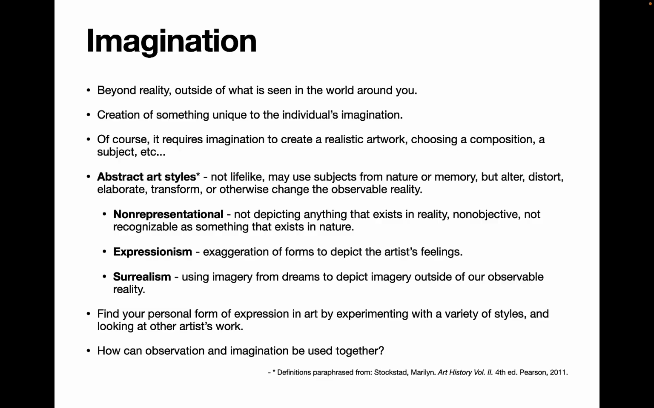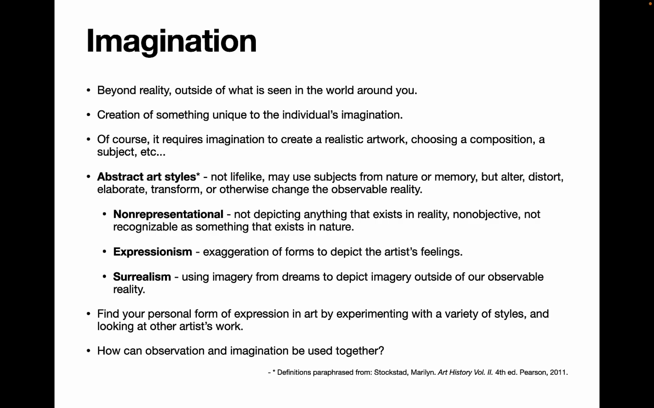And the reason I keep on saying the word observable reality is because some people's realities are in their imagination, right? Their imagination might be very real to them, especially I think of people who write novels. Those characters exist for them in their imagination. So instead of just saying reality, adding the word observable reality is that distinction I'm creating. So non-representational art versus representational art, it's not depicting anything that exists in our observable reality. It's non-objective. It's not recognizable as something that exists in nature.